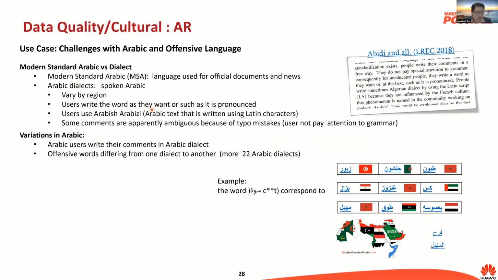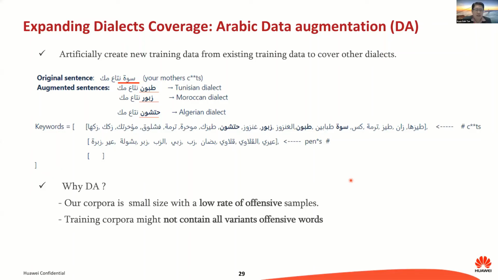And users may use Latin script, which tends to have a lot of typos when used online. You can see in this example that there are more than 22 Arabic dialects, and they could be written in completely different forms. This is how we expand the coverage through Arabic data augmentation, to expand to different areas.